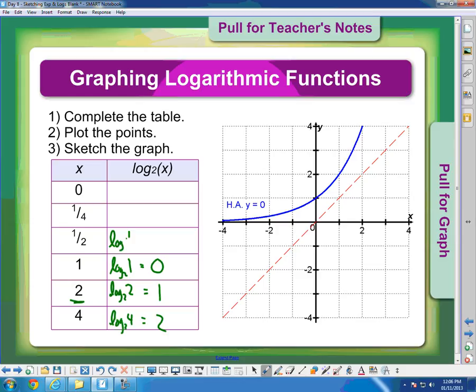Then we get into our fractions. So log base 2 of 1/2 says what exponent do I put on 2 to get 1/2? Well, remember, if you put a negative exponent, you'll get the reciprocal. So in this case, it would be -1. What about log base 2 of 1/4? That means what exponent do I put on 2 to get 1/4? Well, we'll need the negative to make it a reciprocal, and the 2 will square it, and we end up with -2.